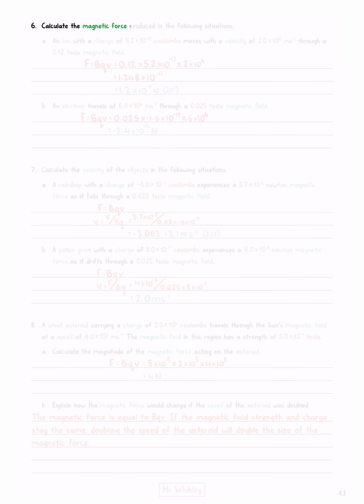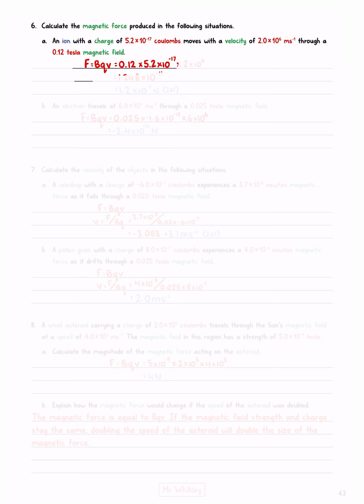Calculate the magnetic force produced in the following situations. An ion with a charge of 5.2 × 10^-17 coulombs moves with a velocity of 2 × 10^6 meters per second through a 0.12 Tesla magnetic field. Knowing that F is BQV, knowing our B, Q, and V gives us 1.248 × 10^-11, or 1.2 × 10^-11 newtons to two significant figures.